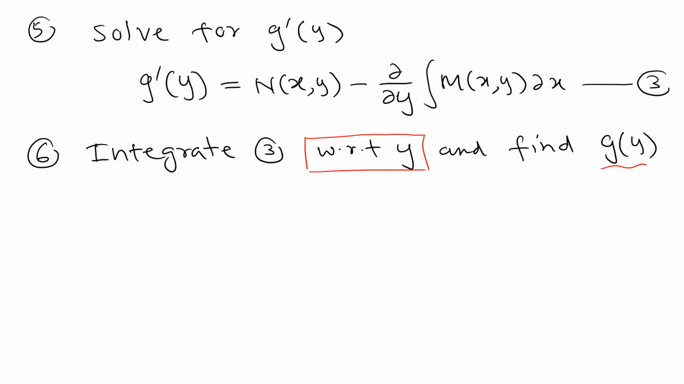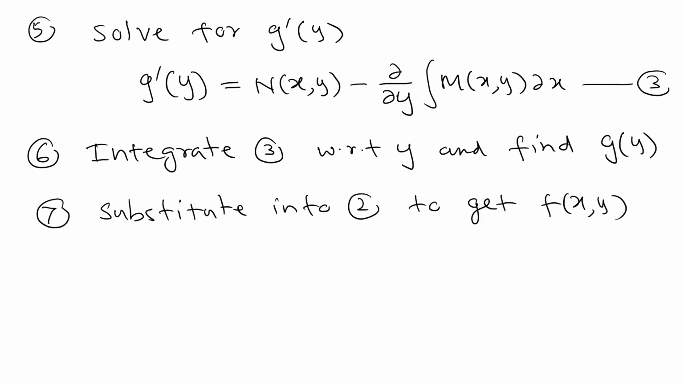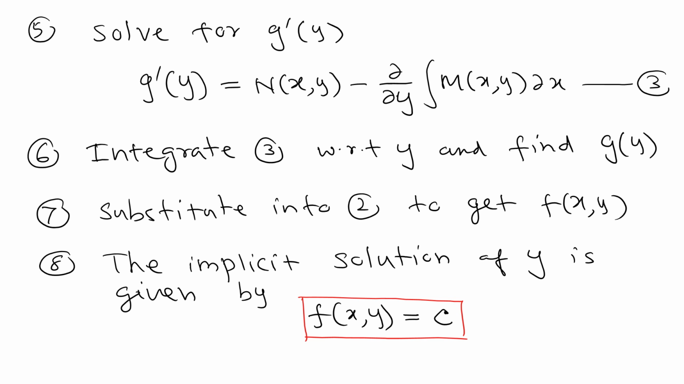We integrate with respect to y and find g(y). Once you find g(y) from this equation, we can substitute that into equation number 2, where you remember we had a g(y) term, so we plug it in there, and then you get f(x,y). Now sometimes people make a big mistake here and leave that as the answer. This is not the answer, because this is just the f(x,y) function, but we have to set it equal to a constant to get y, because we are looking for y, not f(x,y). f(x,y) is just an intermediate step. So the next step is the implicit solution.